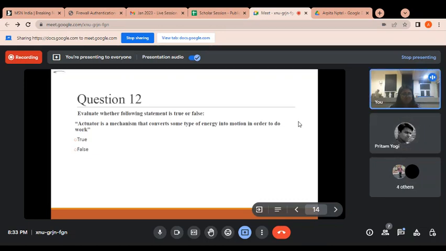Okay, it means it converts some type of energy into motion. It does some work, by bending of that thermistor, that is motion. So it is converting some type of energy into motion in order to do some work. This is called an actuator. So the right option is true.